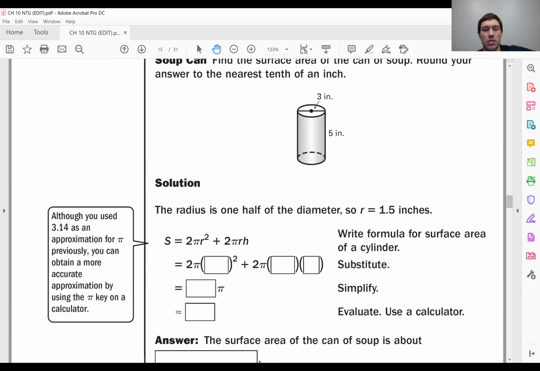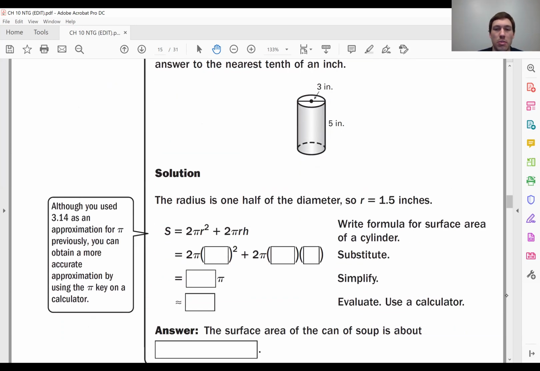So in this case, 2 pi times now r. Now this is saying the diameter is 3. If the diameter is 3, remember, what does that make the radius? Half of that. So in this case, that's going to be 1.5. 2 pi times r, which again is 1.5, times the height, which is 5.